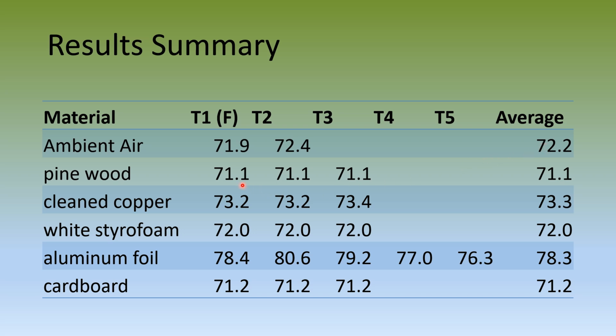And the piece of pine wood gave nice consistent readings, 71.1. The clean copper gave a little higher temperature reading, which we would expect. It has a lower emissivity, reflects more stray light, so it read a little higher temperature. The styrofoam, nice solid reading. And then the aluminum foil was much higher than the other readings, and that has to do with the very low emissivity of the aluminum and the high reflectivity. And you're getting all kinds of stray radiation in your detector. And the cardboard gave a nice smooth result.